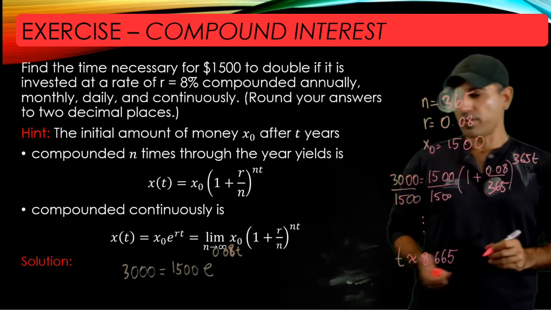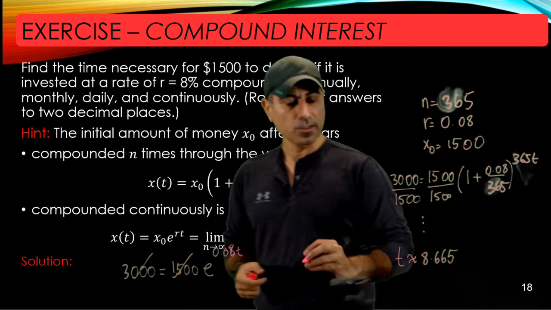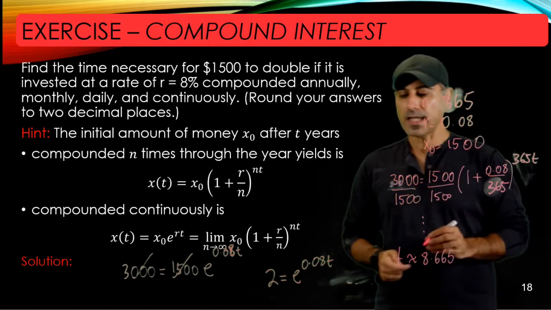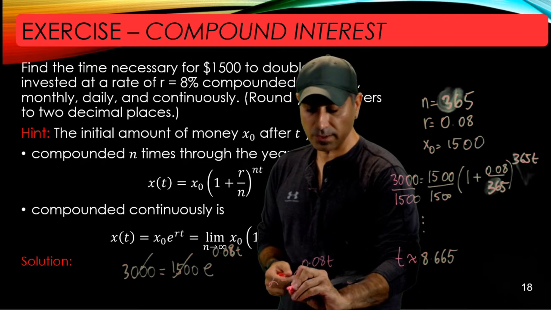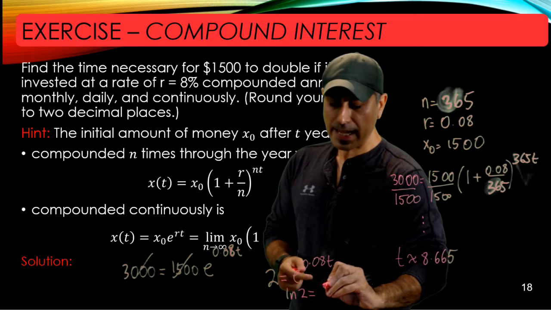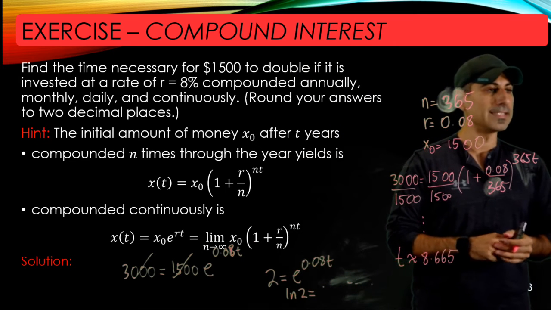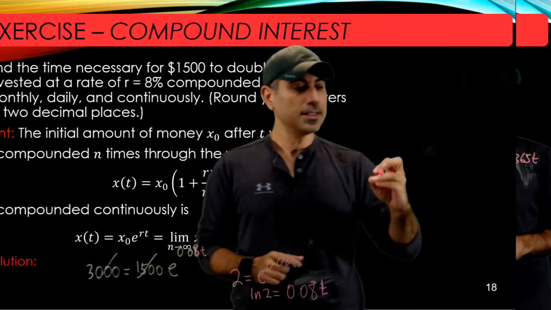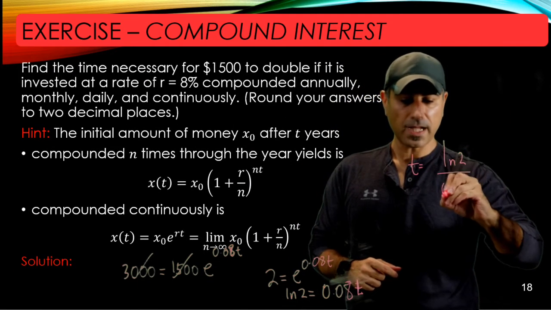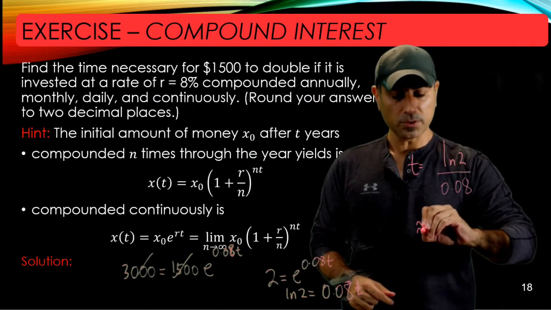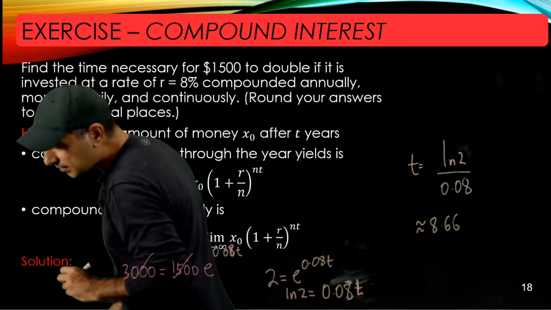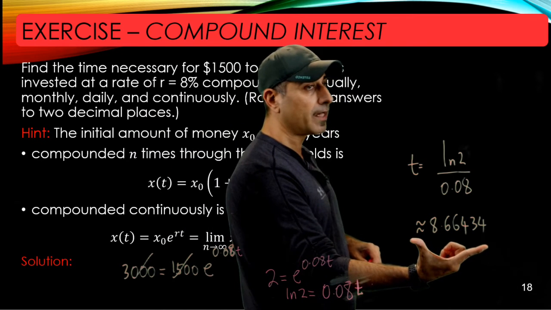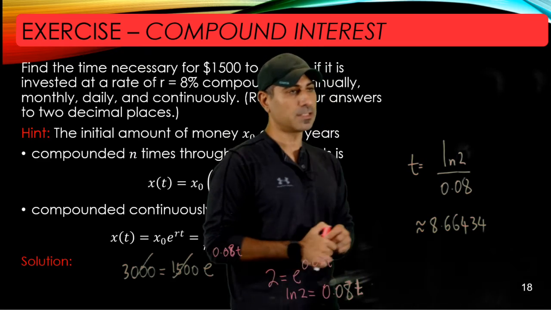Why don't we divide both sides by 1,500 as the way we did here, so that you have 2 equals e to the 0.08t. And you take the ln of both sides. ln 2 equals ln of e to the power of 0.08t, but ln e is 1, so this is essentially just 0.08t. So t turns out to be ln 2 divided by 0.08, which is approximately equal to 8.66434. So the best way to reach $3,000 is to compound continuously.